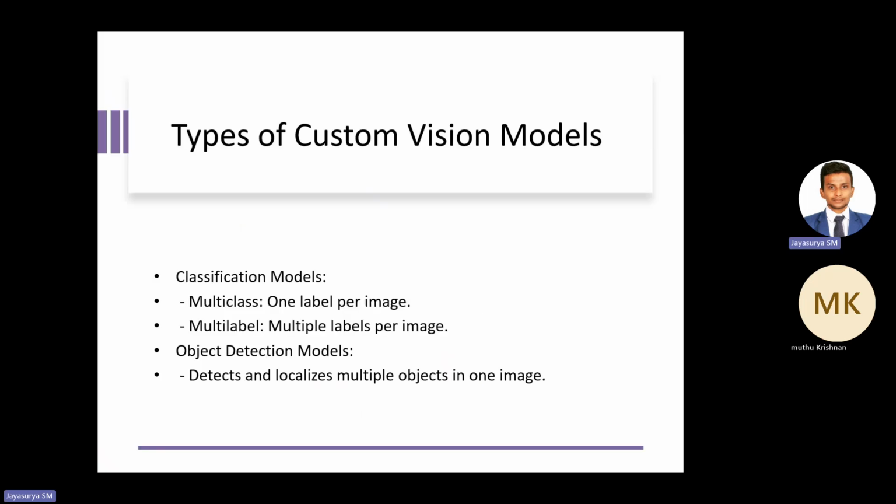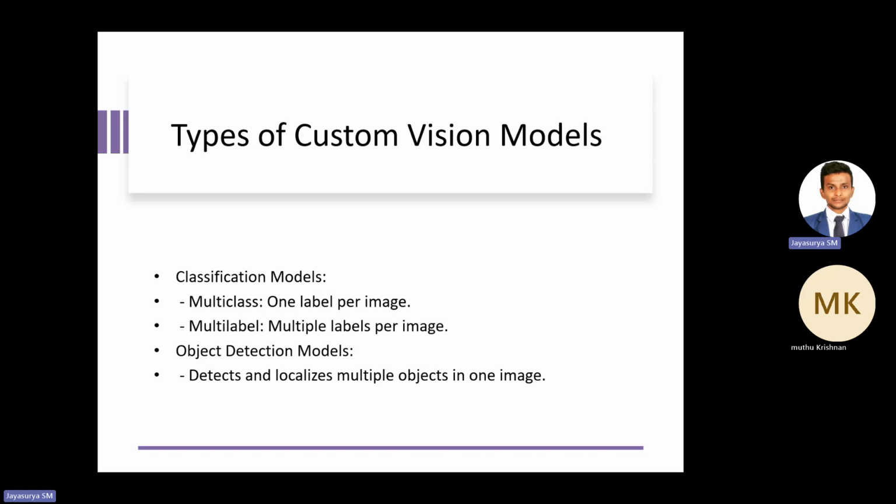Types of custom vision models. So here we have the custom vision models. The first thing is that we have classification models and object detection models. In classification models, we have two types, which are multi-class and multi-label. Multi-class means one label per image.